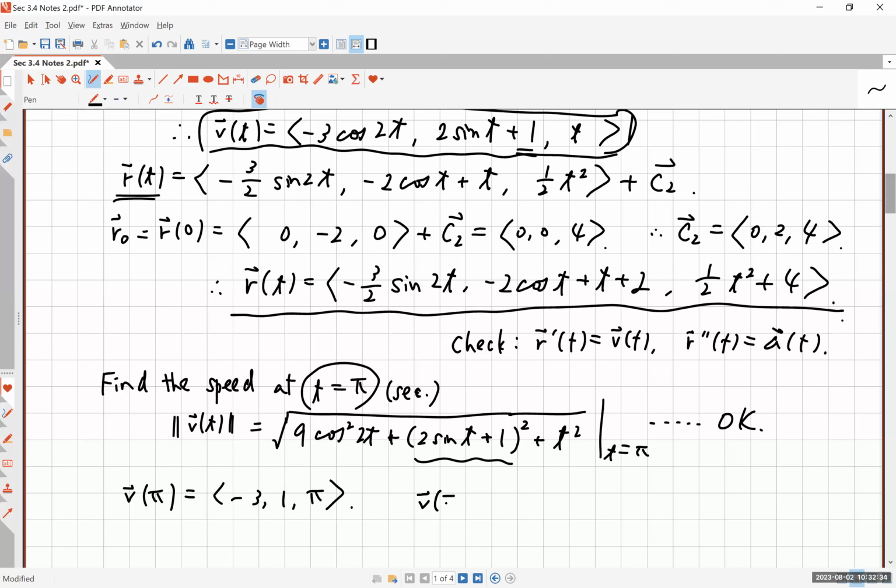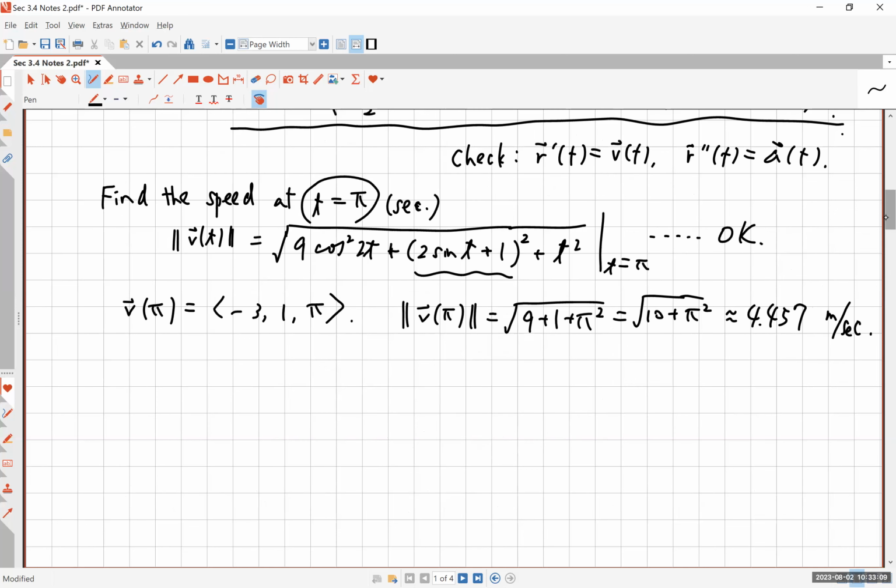And so you can figure out the velocity, or not the velocity, but the speed at t equals pi. It is the square root of 9 plus 1 plus pi, and that's the square root of 10 plus pi. You can figure this out; it's pi squared. And so it'll be about 4.457, and of course, units are meters per second. So that's a much easier way to find this.